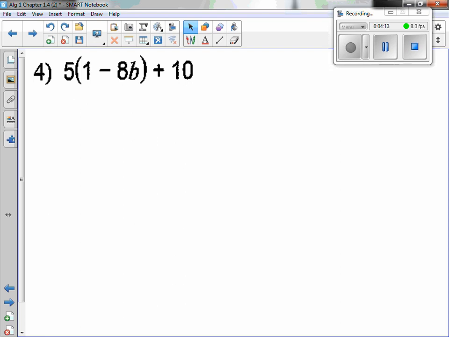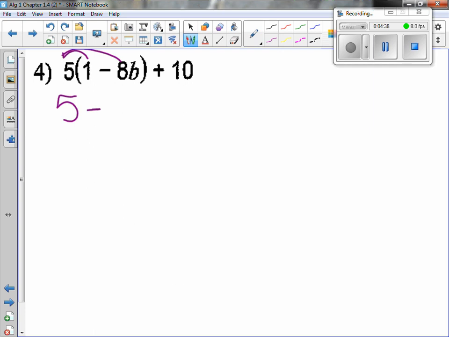5 parentheses 1 minus 8b, close parentheses, plus 10. So since the 5 is outside the parentheses, we're going to do what? Multiply it by everything that's on the inside of the parentheses. So the first thing we're going to multiply is 5 times 1. Well, what is 5 times 1? It is 5. 5 times negative 8b. Since positive times a negative is negative, now we do the 5 times 8, and 5 times 8 is 40, and then we have the b. Now we didn't do anything to the plus 10, so we just write it down. It's not changing.